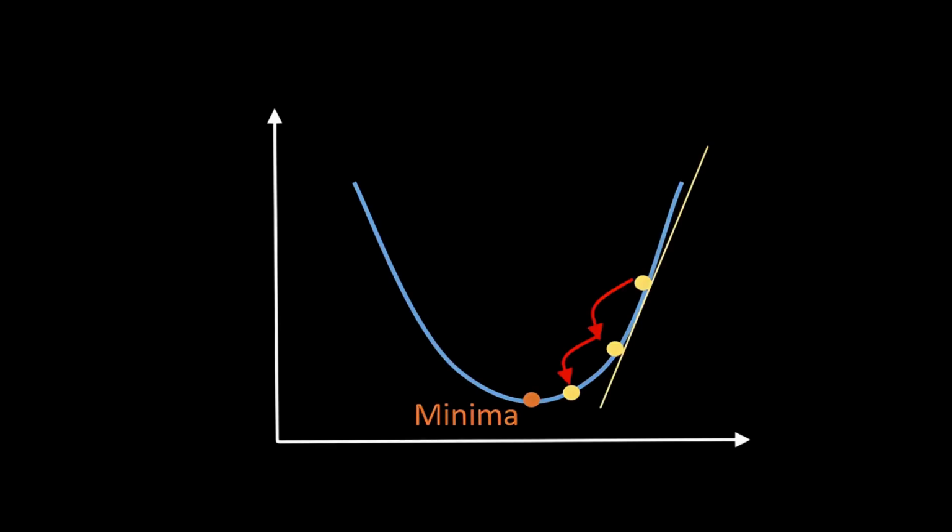The main idea behind gradient descent is that, at any point on the cost function curve, the gradient, or slope, points in the direction of the steepest increase. By taking small steps in the opposite direction of the gradient, we can iteratively move towards the minimum of the curve.